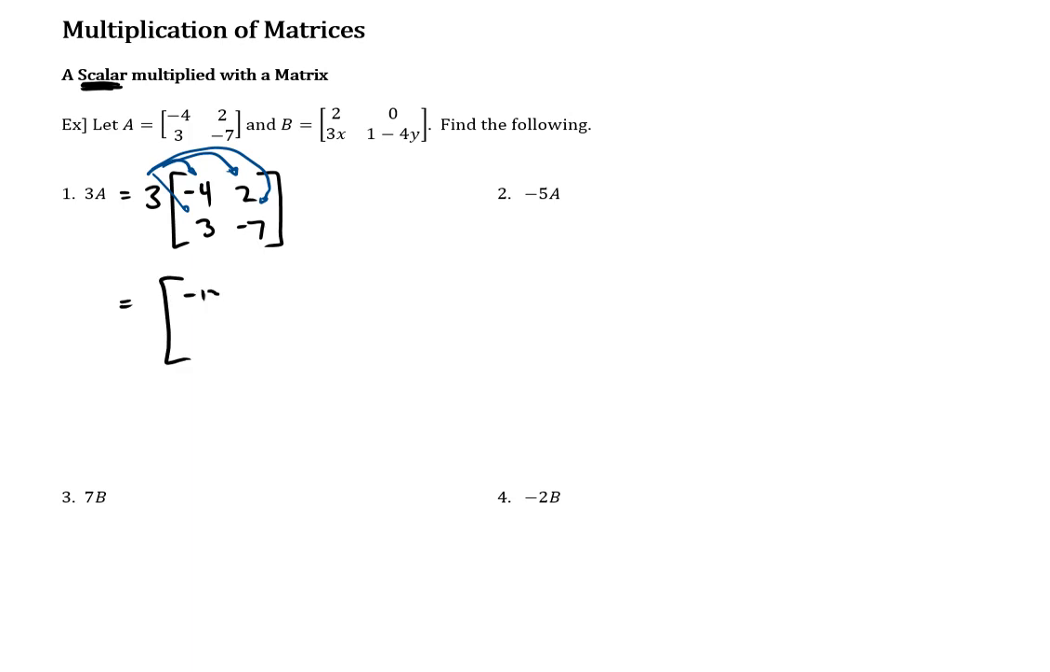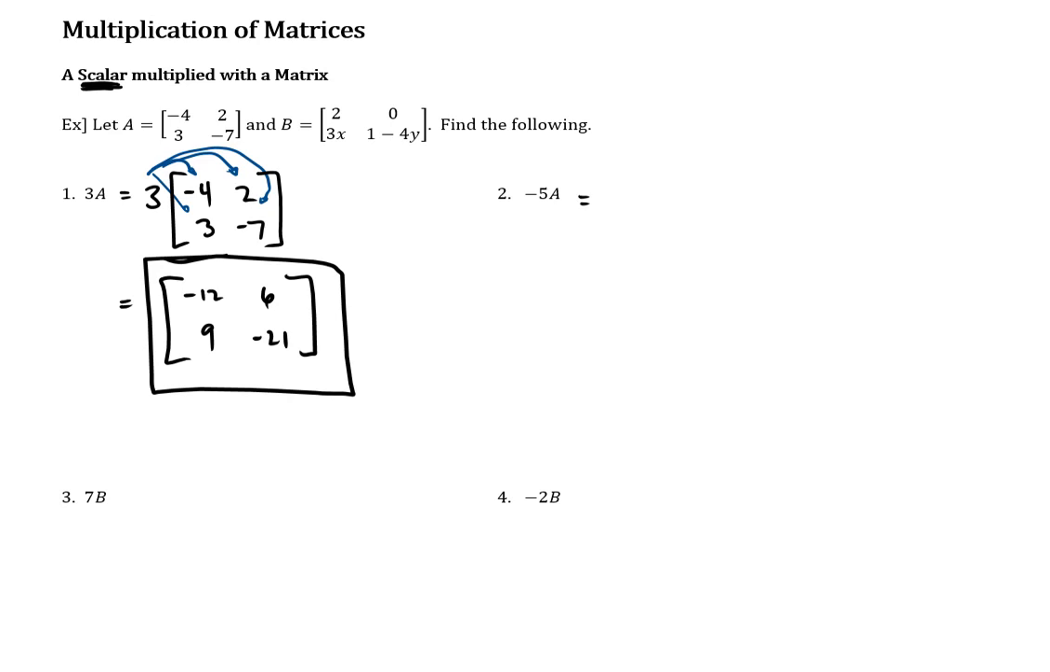And so we would have negative 12 in the top left, positive 6 in the top right, 3 times 3 is 9 in the bottom left, 3 times negative 7 is negative 21. Okay, so there we go. It's pretty quick. It's kind of like distributing. It's not technically distributing, but it is just making sure we multiply every part of the matrix.